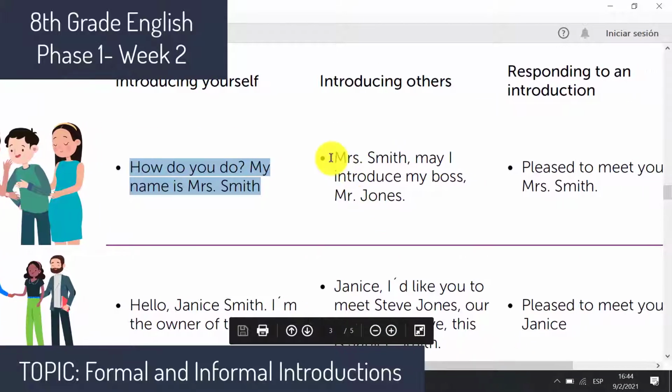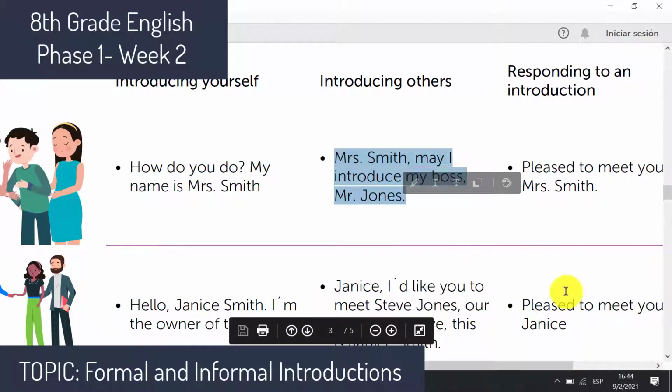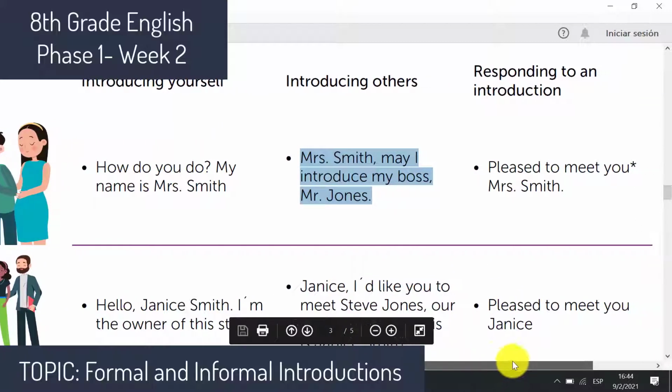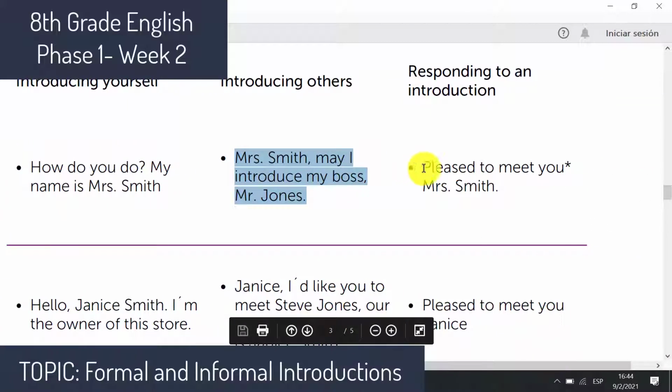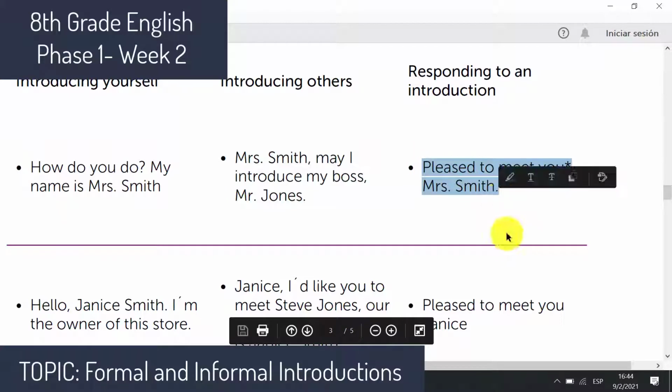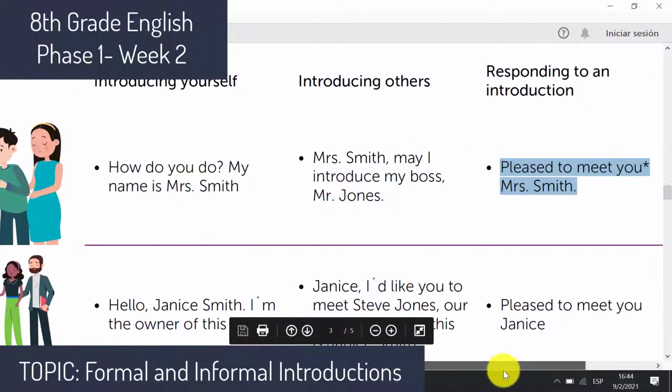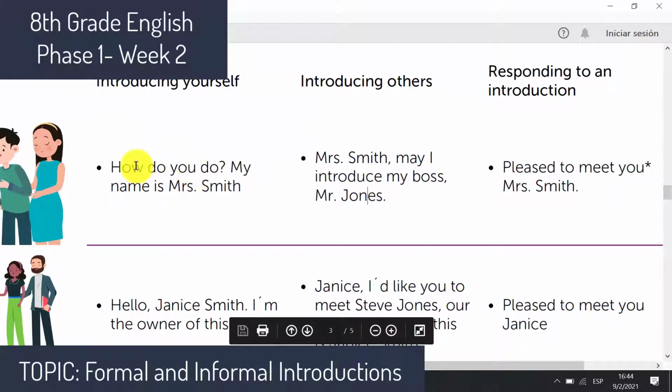Mrs. Smith, may I introduce my boss, Mr. Jones? Mrs. Smith, may I introduce my boss, Mr. Jones? Pleased to meet you, Mrs. Smith. Pleased to meet you, Mrs. Smith. Así que cuando usted vaya a solicitar la visa, va a decir, how do you do?